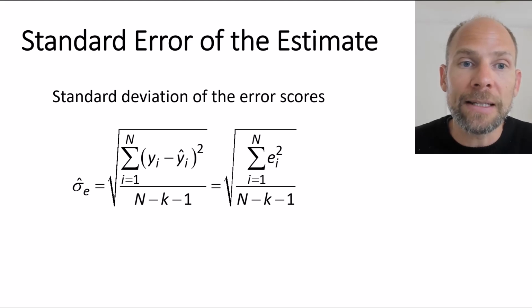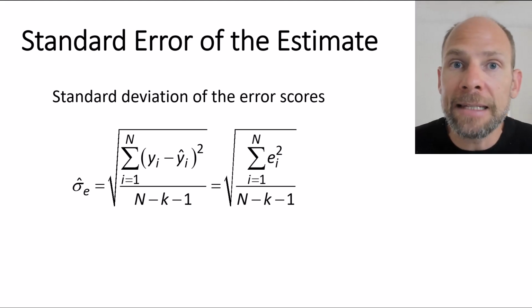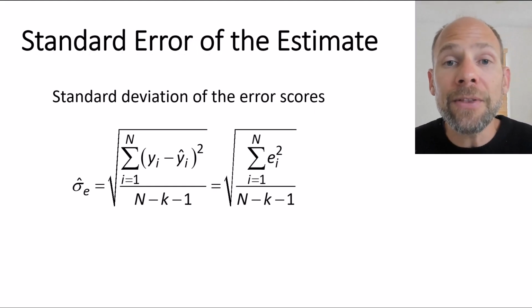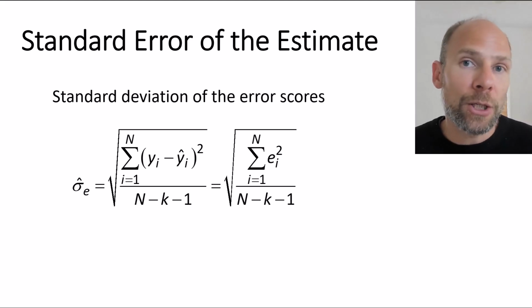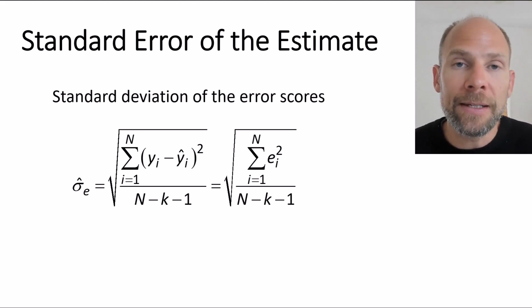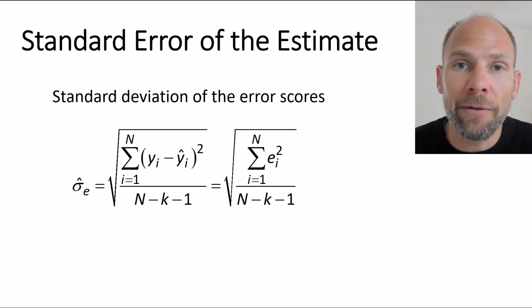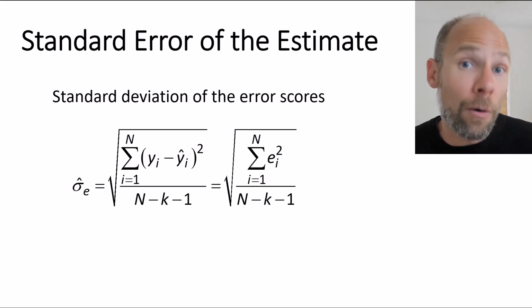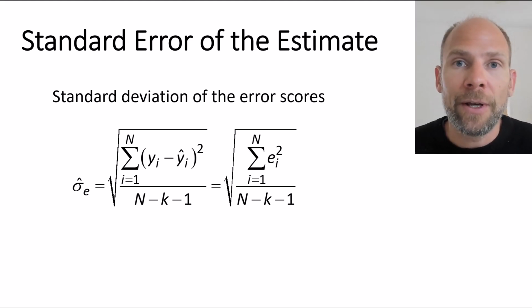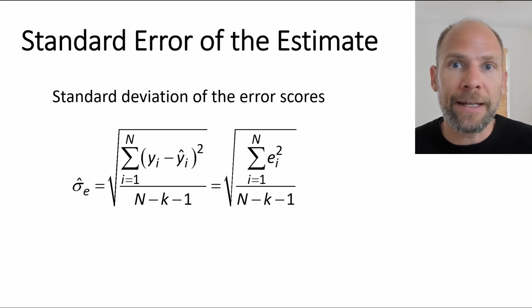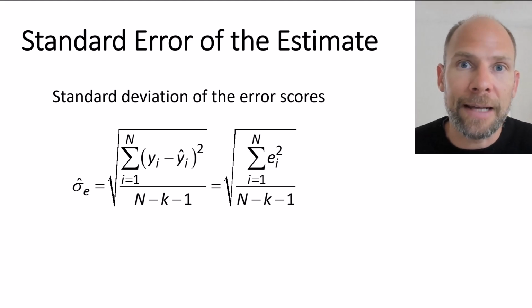And then that gives us the standard deviation of the error scores, which has a nice intuitive interpretation as the average prediction error. So you could say this is the average amount by which we are off with our prediction of our y scores from the set of predicted scores. And we'll see later the interpretation in the example. This will become a little bit clearer.